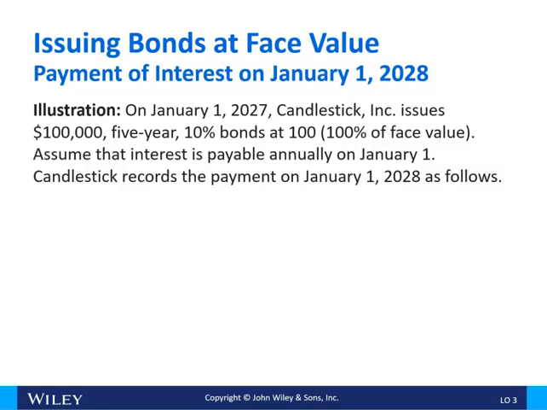Now we're going to look at January 1st, 2028, and we're going to pay that first year interest. Since we already accrued it and set up the liability, we're going to relieve that liability, debit interest payable, credit cash for that $10,000.